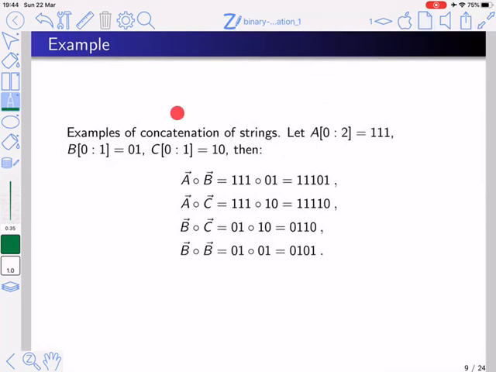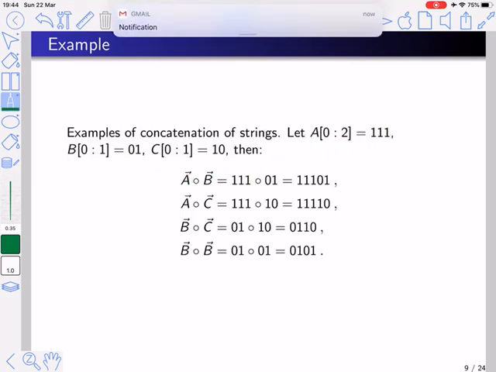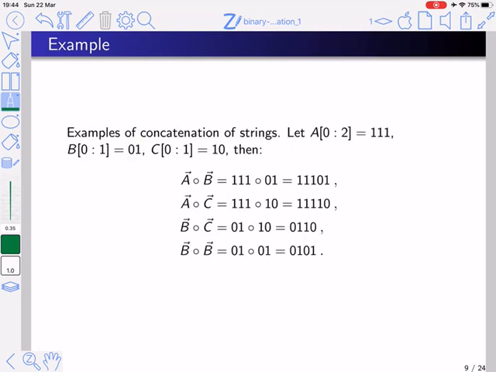Some examples of concatenation. Let A be the string 1, 1, 1. Let B be the string 0, 1. Let C be the string 1, 0. So when I concatenate A with B, I write here 1, 1, 1. I write here 0, 1 for B, and I get the new string 1, 1, 1, 0, 1, and so on.